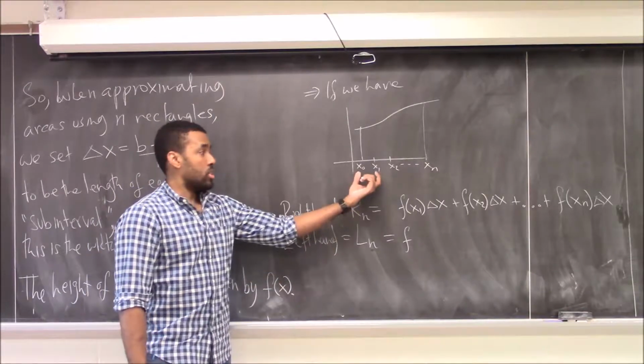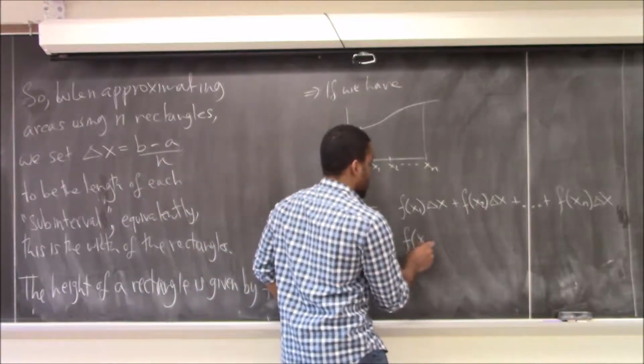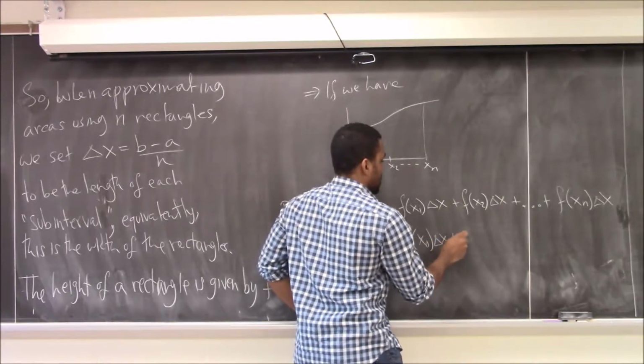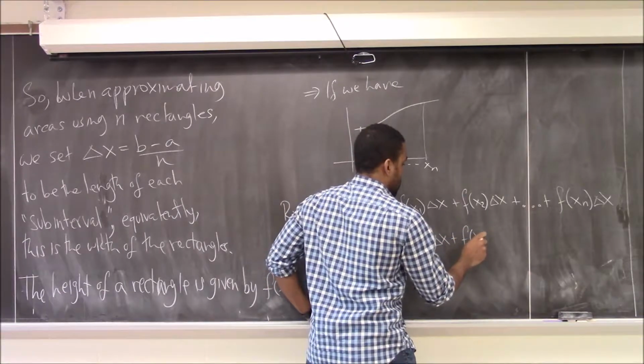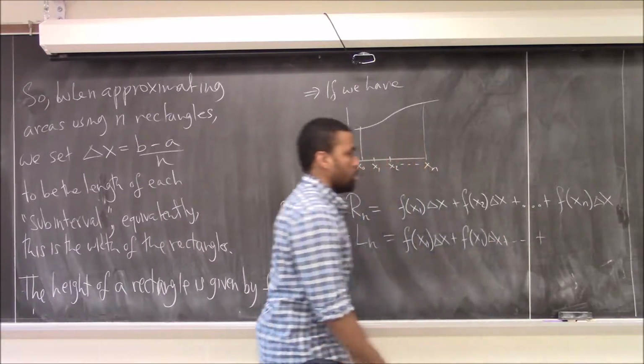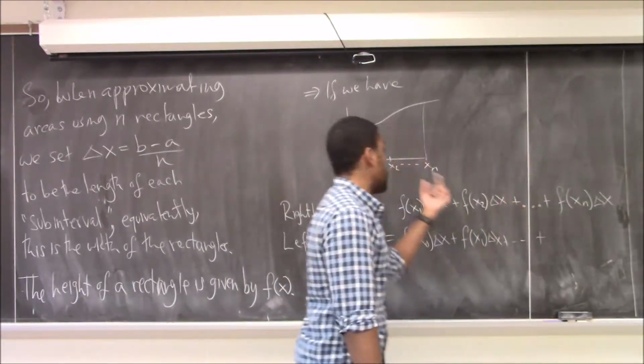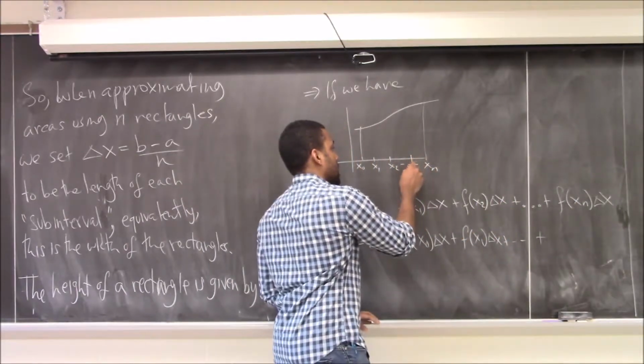So starting on the first one, the guy on the left is x0 times delta x, plus f of x1 times delta x, plus, what's the last guy going to be? f of x(n-1), the guy just before the last right endpoint. That's going to be n minus 1.